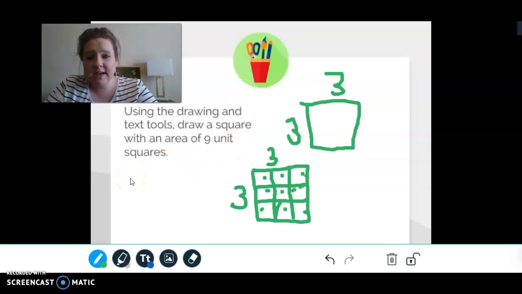Okay, you guys are going to have the chance to practice drawing some rectangles, knowing your complete area. All right.